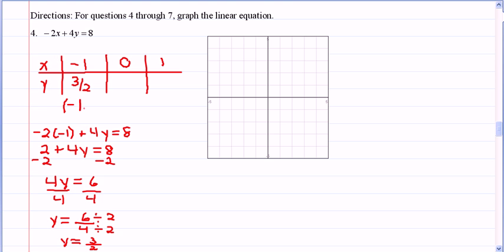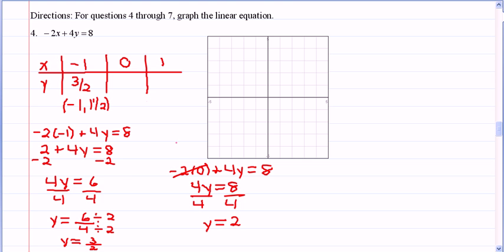So this point is negative 1, 1.5. Now I do the same thing, but now I place 0 in for x. And I have negative 2 times 0 plus 4y equals 8. Negative 2 times 0 is just 0, so I'm just left with 4y equals 8. Divide both sides by 4, and y is equal to 2. So underneath 0, I put the number 2, and I write the point 0, 2.